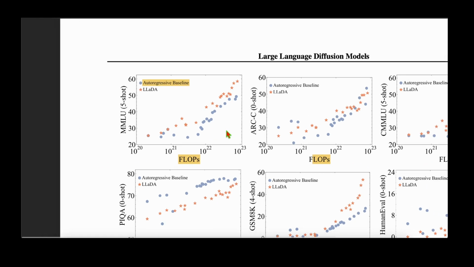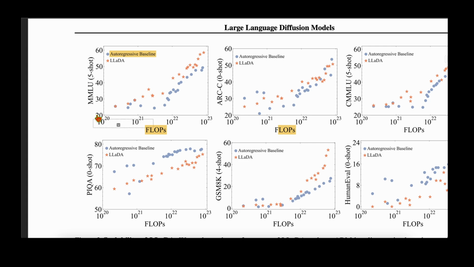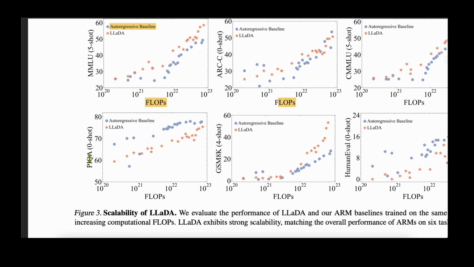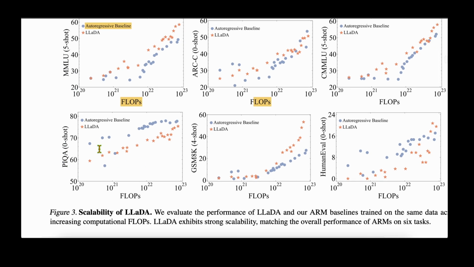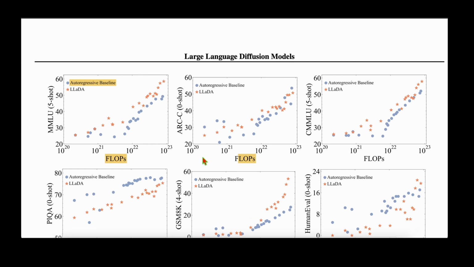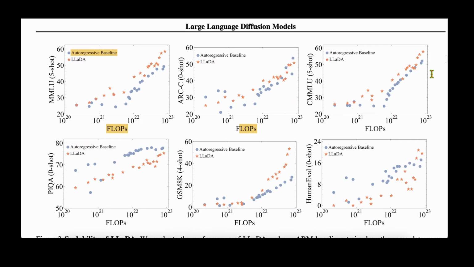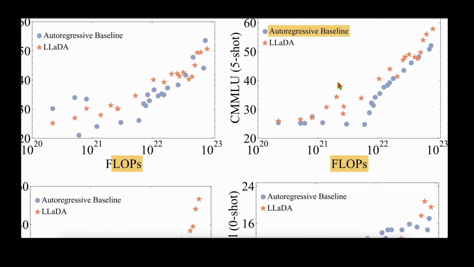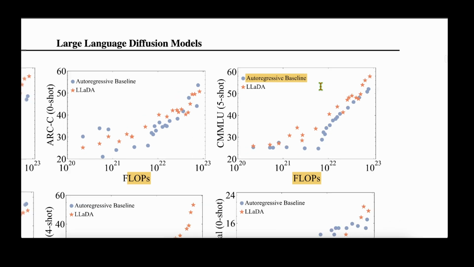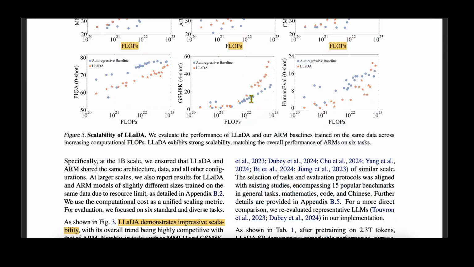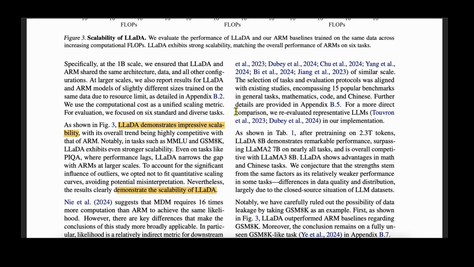And this behavior is seen across the board. For example, if you look at the MMLU or PIQA, whether it's 0-shot or 4-shot or 5-shot, we can clearly see the same behavior, indicating that LLaDA is quite scalable as the number of flops increases, and that behavior exactly resembles that of the autoregressive baseline models. So we can actually use them for practical, highly scalable applications.